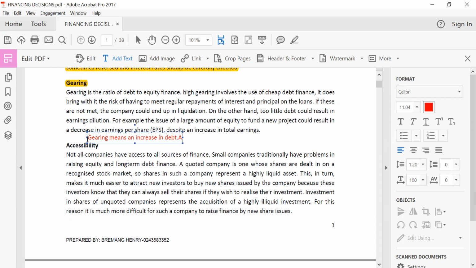So we say that an increase in debt increases the risks, increases financial risks, leading to the risk of bankruptcy.